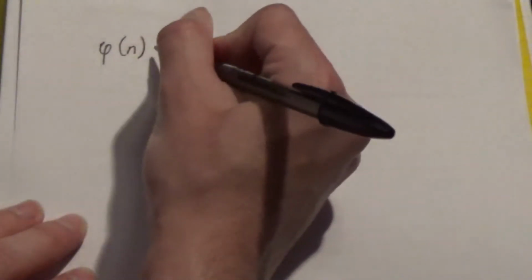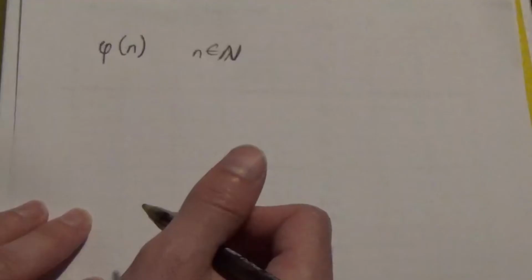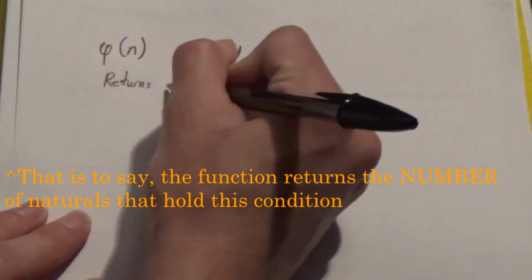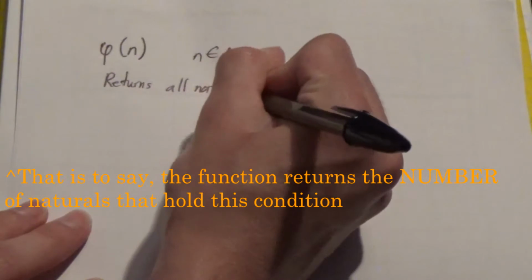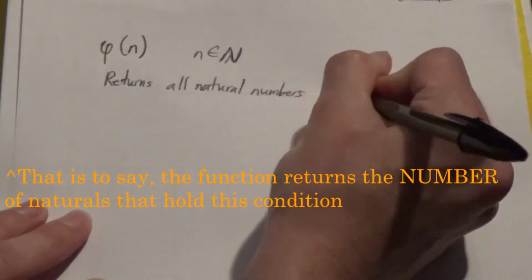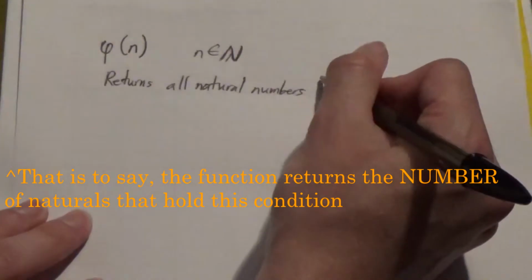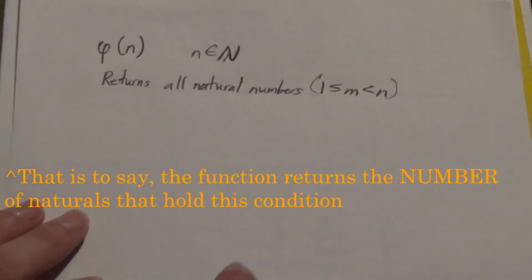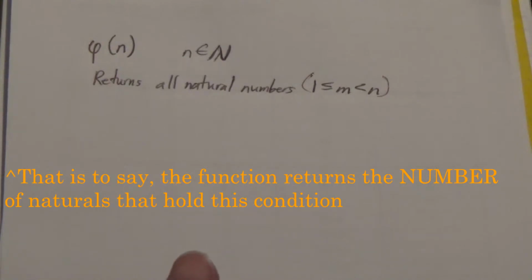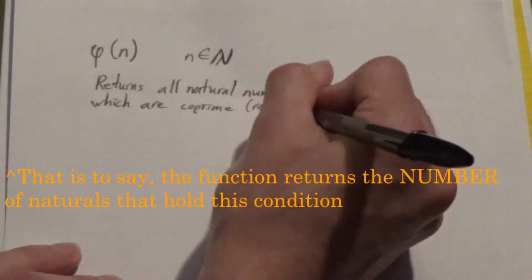What it actually does is, for any given positive integer n, where n is a natural number, it returns the count of all natural numbers from 1 to n. So it's basically going through all the positive integers less than n which are coprime, or relatively prime, to n.